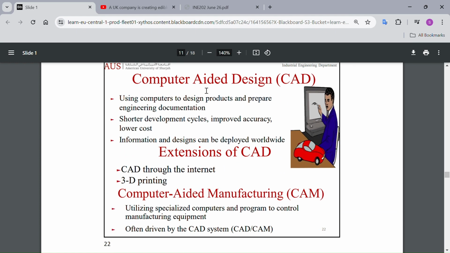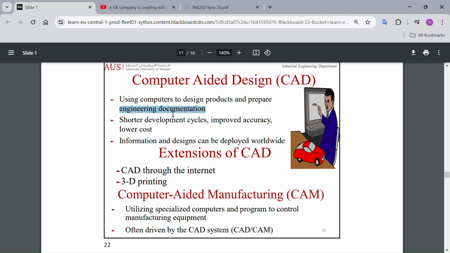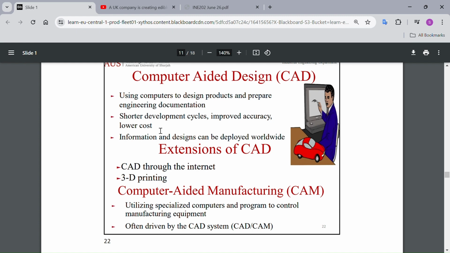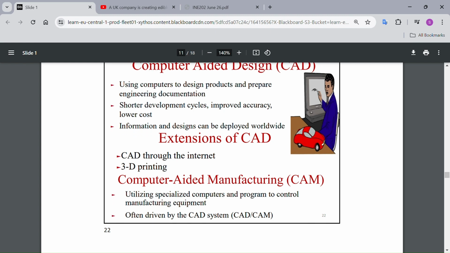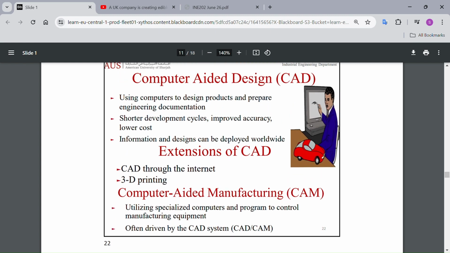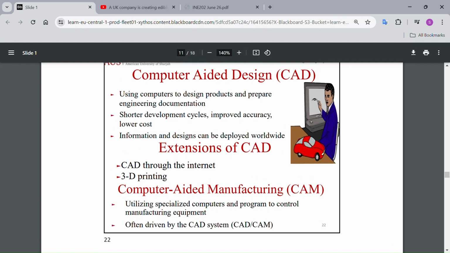And we can use computer-aided design to design our product, have the concept design ready, CAD software and stuff like that. So it has a shorter development cycle and improved accuracy, and has basically usually low cost, and can be developed worldwide and shared easily. So some extensions of CAD are through the internet, and 3D printing. These are extensions of CAD. We can do some 3D printing to test.